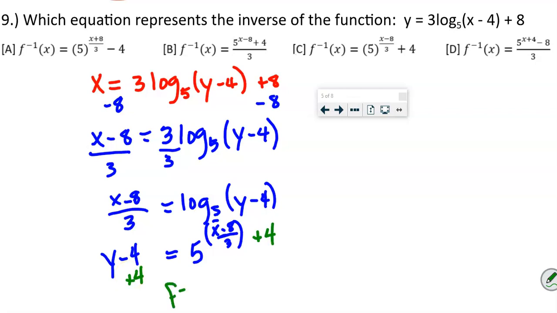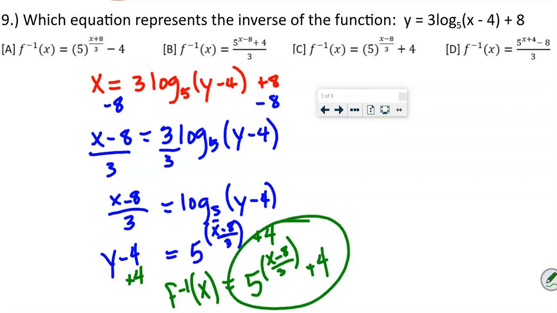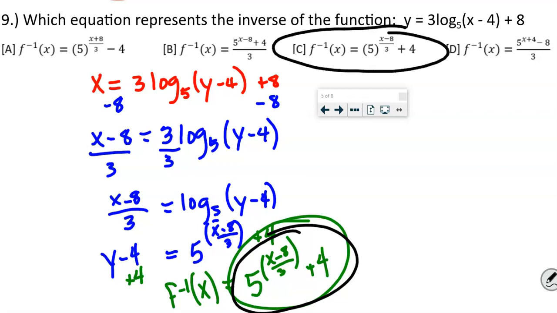So my f to the negative 1 of x here is going to be 5 to the x minus 8 over 3, plus 4. That's my answer right there. Got it? And so which answer up there looks like it? x minus 8 over 3 minus 4. This looks like it's A, doesn't it, y'all? What number am I on? Number 9? No, wait. 5 to the x. Oh, no, that's a plus 8. So this is it right here, C, sorry.